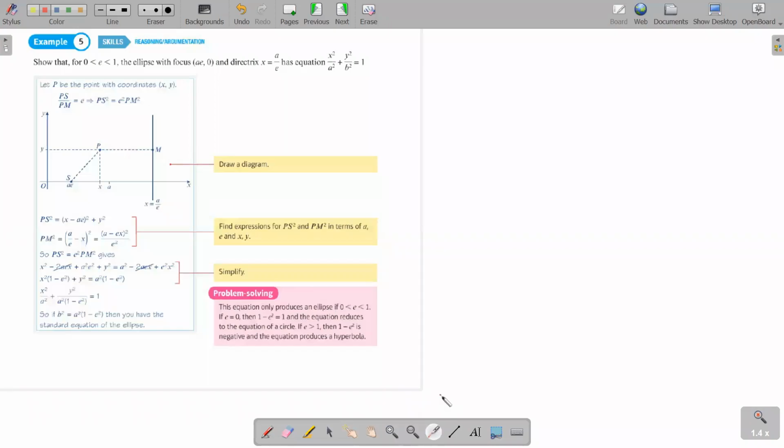Now they have said here, let P be the point with coordinates (x, y). So basically P is a point on your ellipse. We are discussing the ellipse. So in the ellipse, you need to realize your E values are between 0 and 1. Now they have told you the focus of the ellipse is at AE and the directrix equation is x equals A over E.